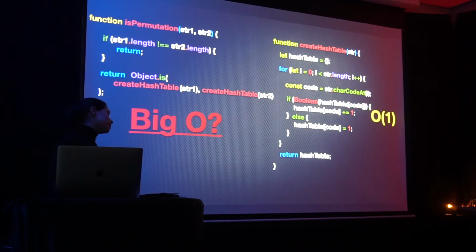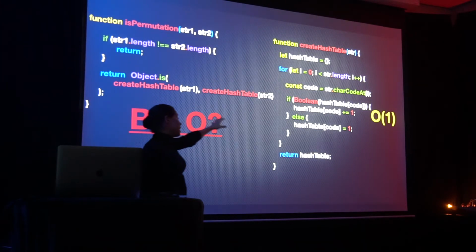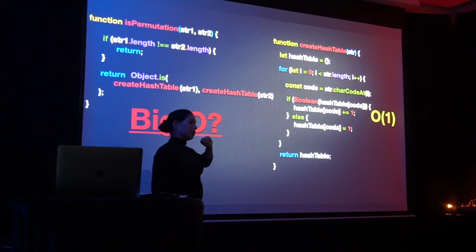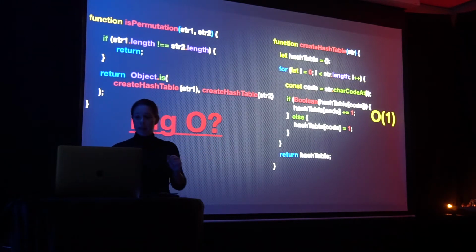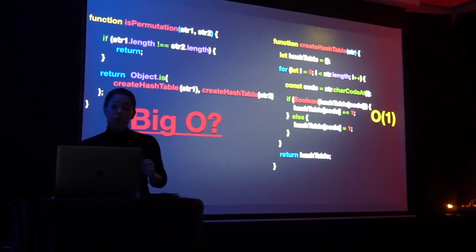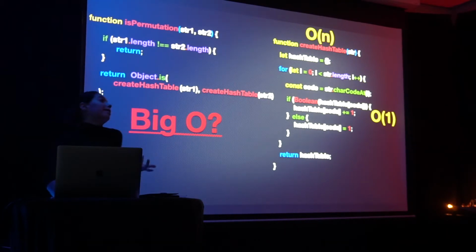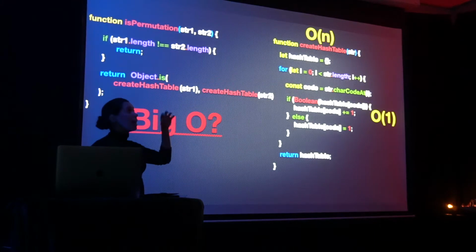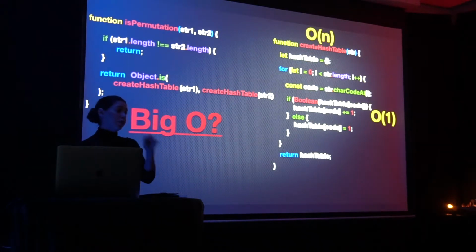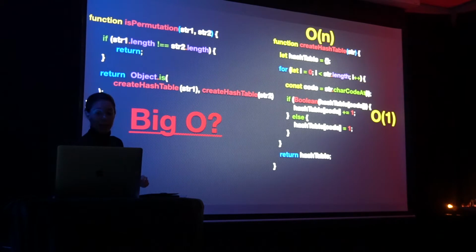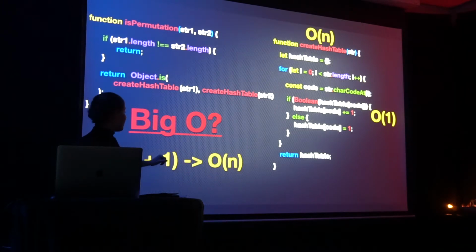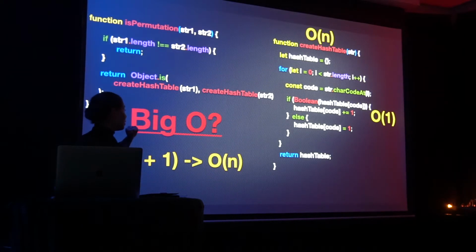As we have already discussed, inserting into a hash table is constant. And going through our string is linear, because here n is actually the number of symbols in our string. And in the end, it's n plus 1, which actually equals linear.